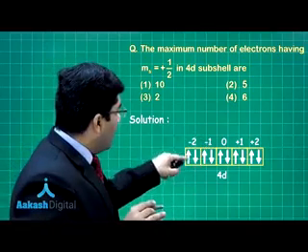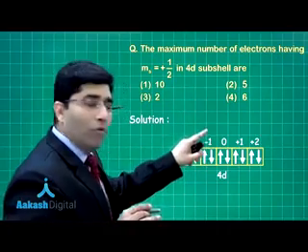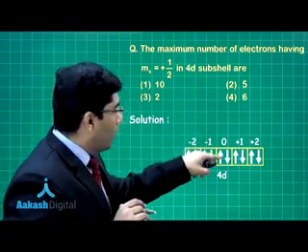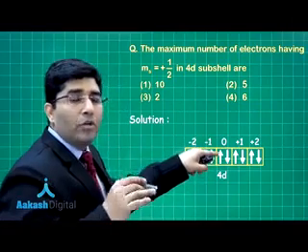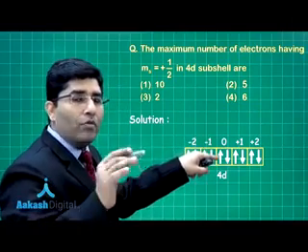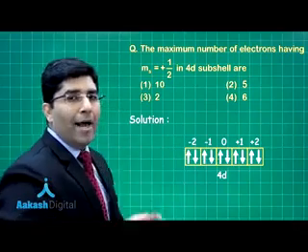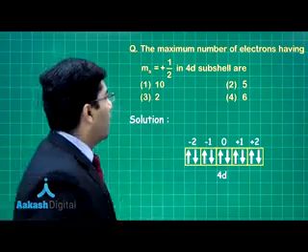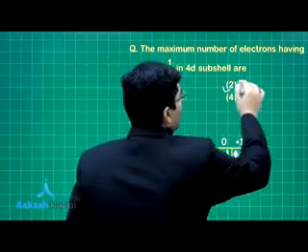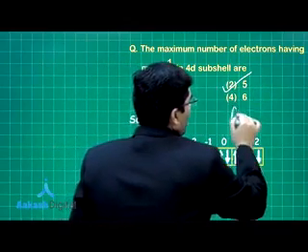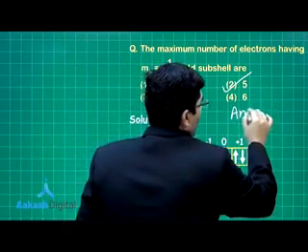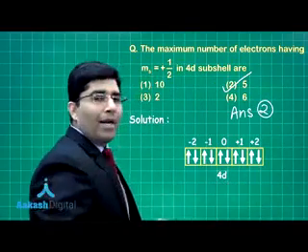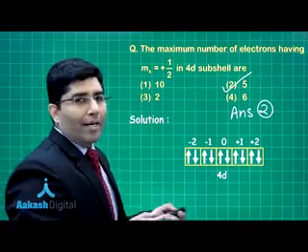Now arrow up means electrons are moving in the clockwise direction, and arrow down, the electrons are moving in the anti-clockwise direction. So there are 5 electrons which are moving in the clockwise direction and 5 are moving in the anti-clockwise direction. Therefore, the answer will be second. So answer is second, right? Let's move on to next question.